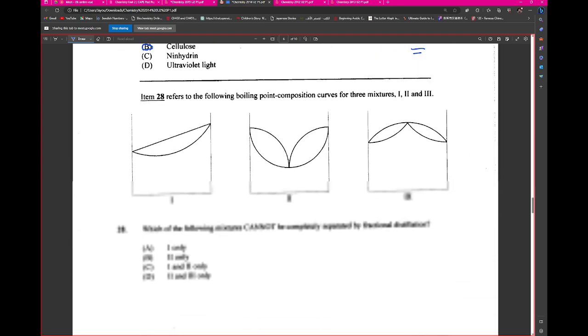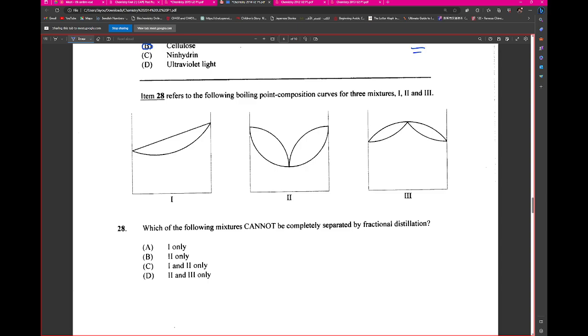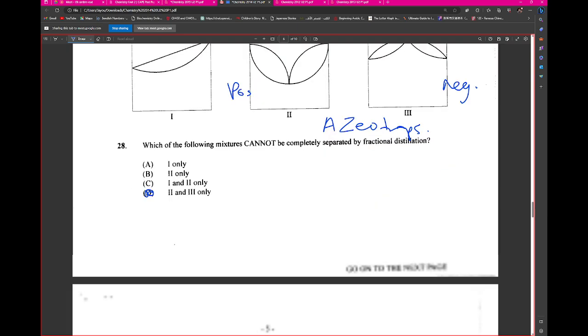Now, which of the following mixtures cannot be completely separated by fractional distillation? D as in dog. All right, why? Azeotrope. They're both azeotropes, and it's the boiling point composition curve. So which one is positive deviation? Positive would be 2. Negative would be 3. All right, wonderful.